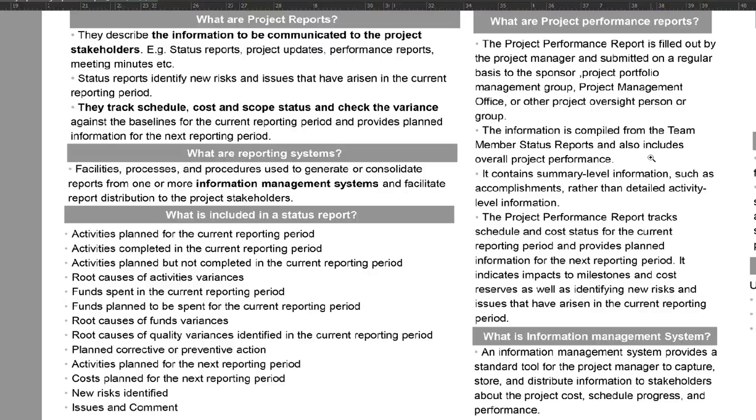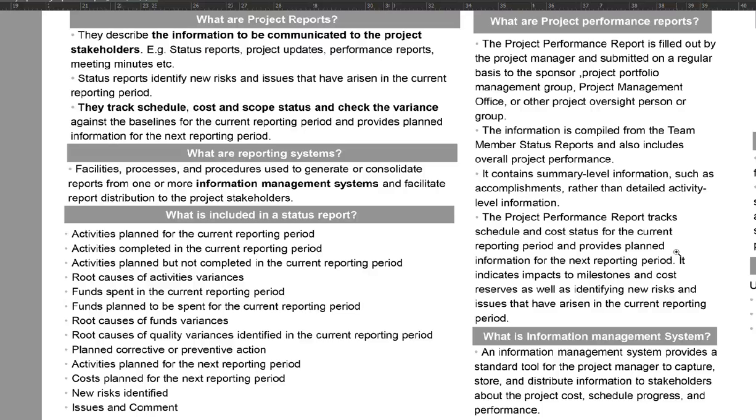What do we forecast with this project? Are we going to finish this on time, or are we going to get delayed? Do we need additional funds and stuff like that? It contains summary level information such as accomplishments rather than detailed activity level information. The project performance report tracks schedule and cost status for the current reporting period and provides planned information for the next period. It indicates impacts to milestones and cost reserves, as well as identifying new risks and issues that have arisen in the current reporting period.